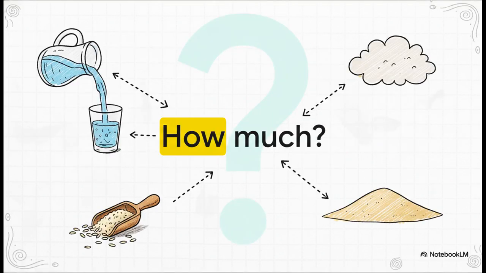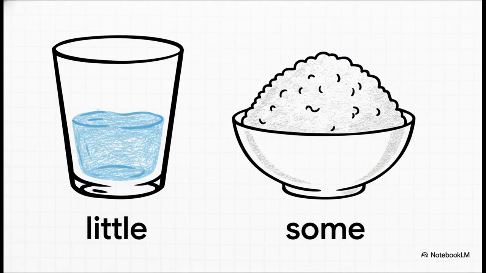The next question is how much? Now we usually use this for nouns that we can't easily count one by one. Things like water or rice. These are sometimes called uncountable nouns. For instance, you wouldn't say 2 waters, right? But you can say little water. And you can't count every single grain of rice, but you can have some rice. Words like little, some, and much are adjectives that describe the quantity of these kinds of nouns.